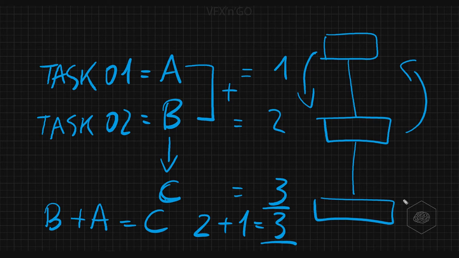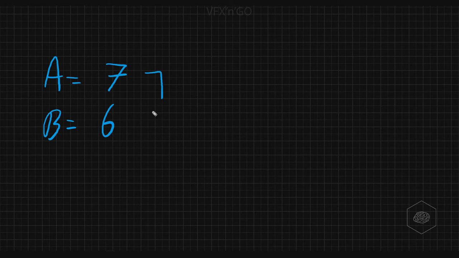For example, if A is 7 and B is 6, and I subtract, minus, okay, C is 1. Okay, if you do, for example, 6 minus 7, the result is minus 1.